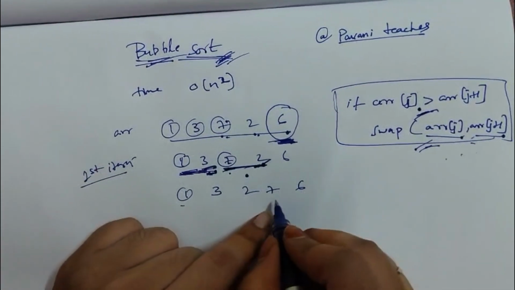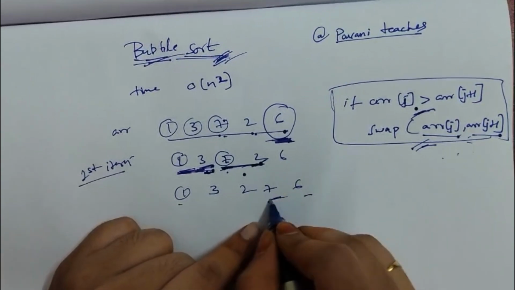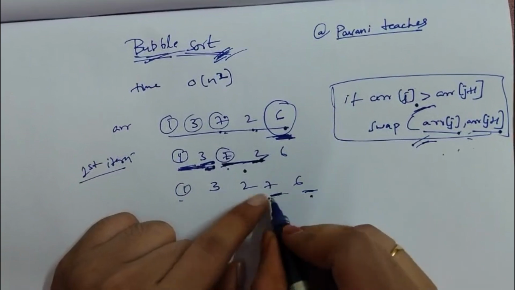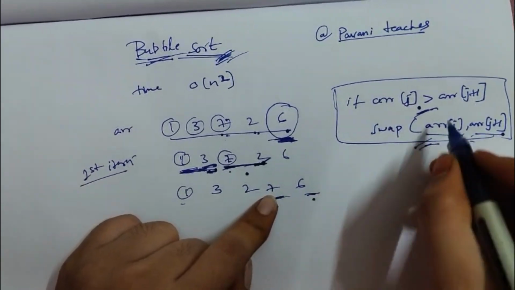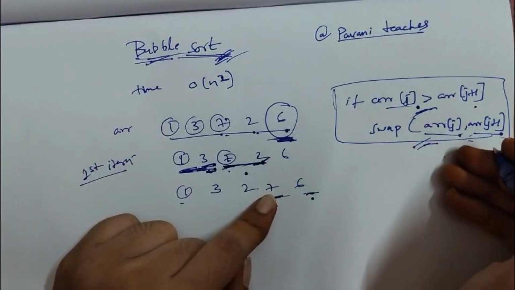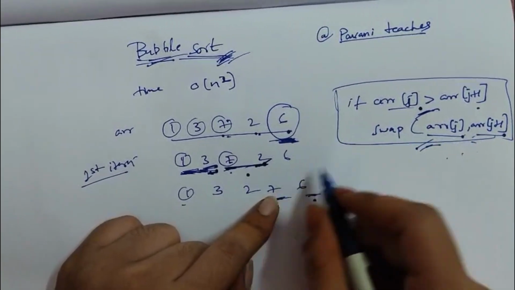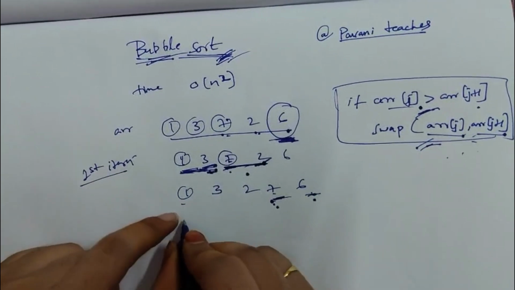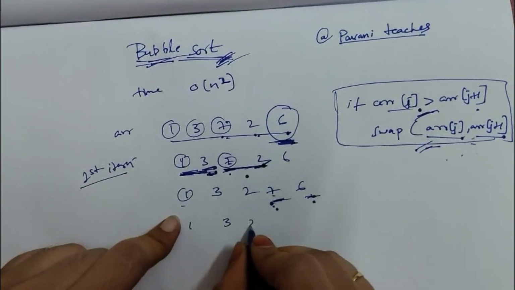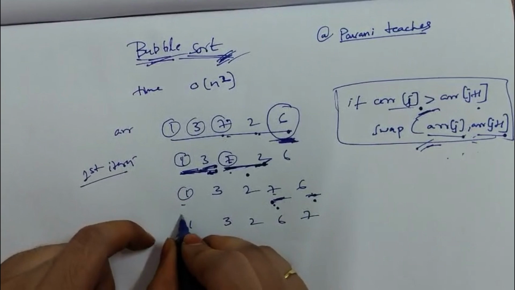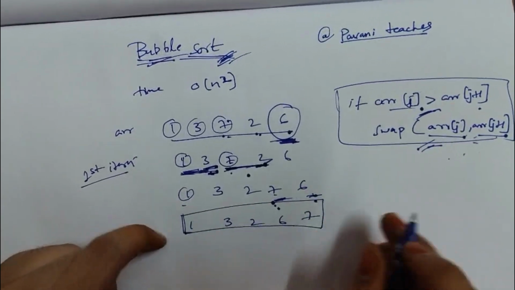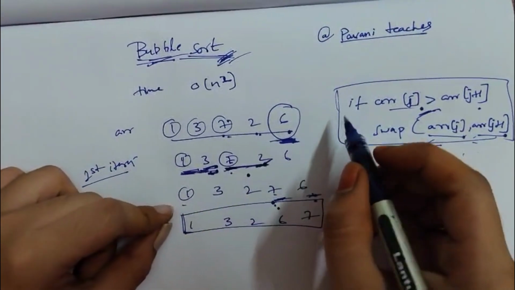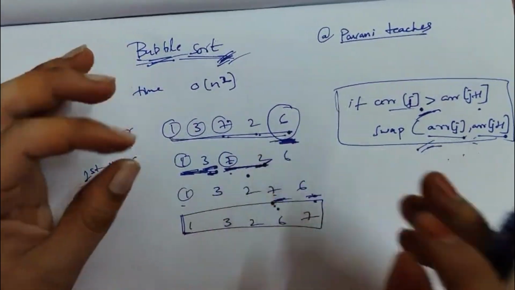Now after that it will check 7 and 6. That means the fourth element and the fifth element. As 7 is again greater than 6, the condition is true. Again it will go inside the for loop and swap these numbers 7 and 6. Then at the first iteration our array will be 1, 3, 2, 6, 7. Okay, this is the first iteration array.